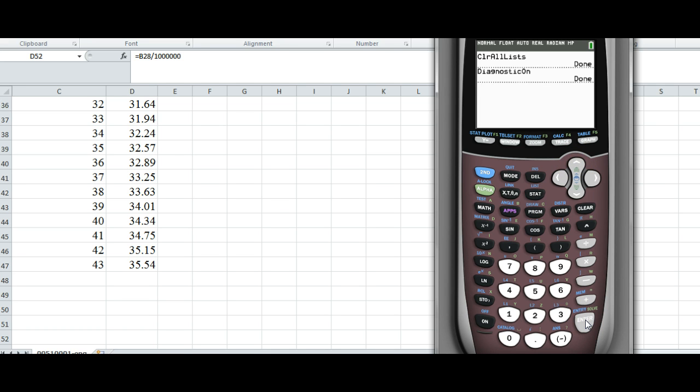You won't have to put your diagnostics on for the diploma, right? You won't have to figure out what kind of regression to do. They'll tell you, run an exponential regression or something, right? So I'm just doing it because I'm curious. It looks like a straight line.